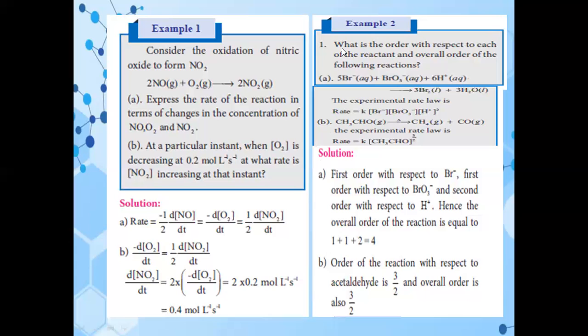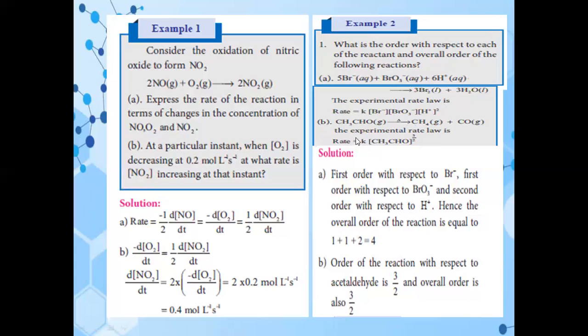Now see the second example. What is the order with respect to each reactant and the overall order of the reaction? One equation is given: Br minus plus BrO3 minus plus 6H plus gives Br2 plus H2O. The rate law for this equation is given in the question: rate equals k[Br minus][BrO3 minus][H plus] squared. So the order of Br minus is 1, BrO3 minus is 1, and H plus is 2. What is asked in the question? Overall order. Overall order means we just need to add all of them. So 1 plus 1 plus 2, we get 4.